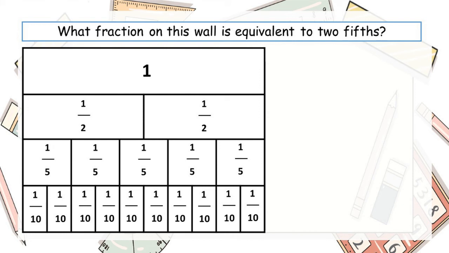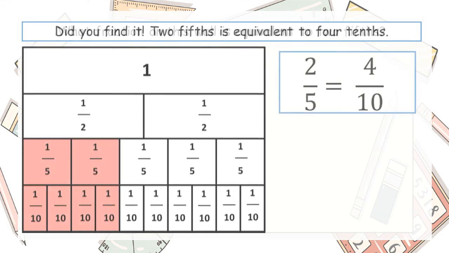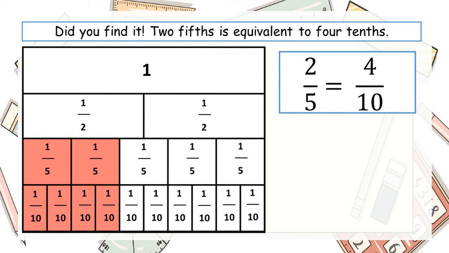Try another one. How about 2/5? What is 2/5 equal to on this fraction wall? Pause the video and give it a try. Well, again, there's only one answer to this. If we look at 2/5 and colour them in, and then look up or look down, only the 4 tenths are equal in value. So the answer is 2/5 is equal to 4 tenths.